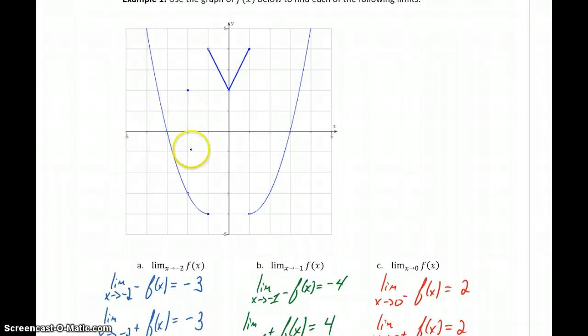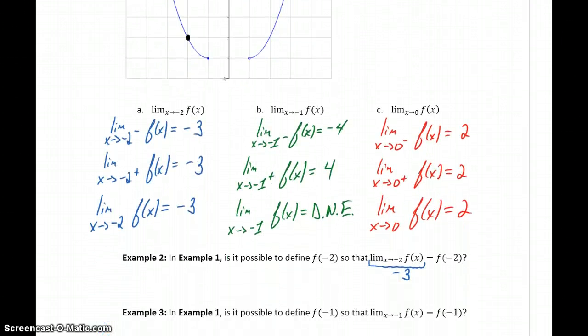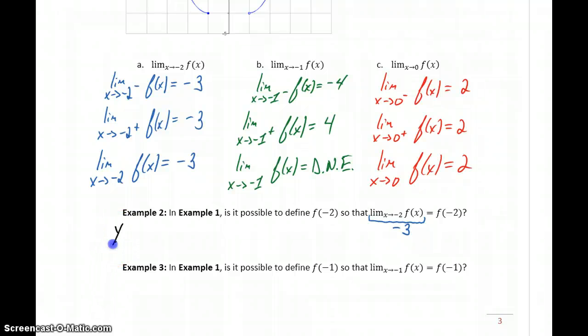So in this case we could. At x equals -2, our function is defined by this point. But if we changed our function, so if we erased that point and instead moved it down here, we would fill in that hole in the graph. And now the limit would be exactly the same thing as that function value. So yes, we can do this.